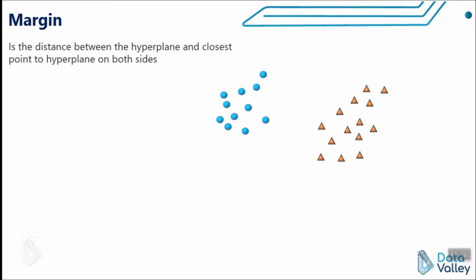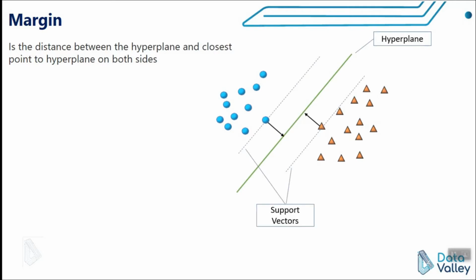Margin is the distance between our hyperplane, our separator, and the closest points to this line. So if this is our hyperplane, the margin will be these 2 dashed lines, and the distance between these 2 lines and our separator is called our margin. We can call these 2 dashed lines support vectors, support because they support our selection of this hyperplane.